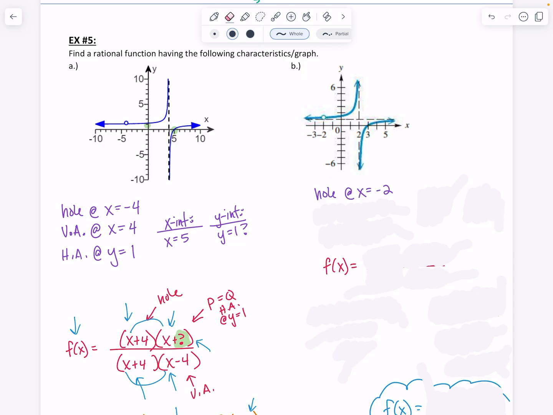I found a hole at x equals -2. I found a vertical asymptote at x equals +2. And it looks like there is a horizontal asymptote. It looks like, again, at y equals 1.